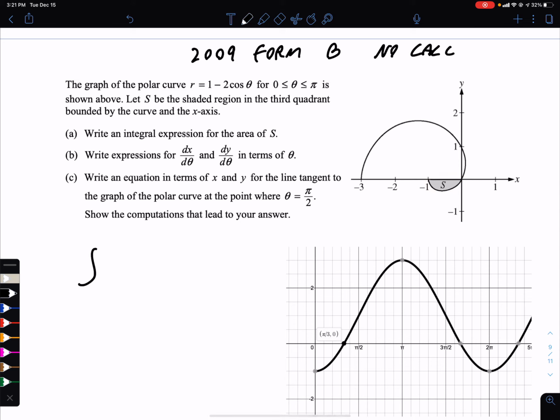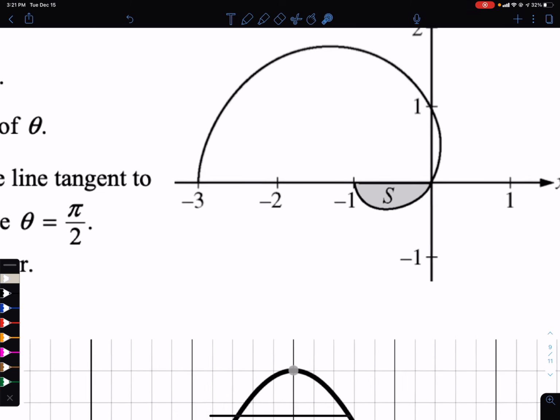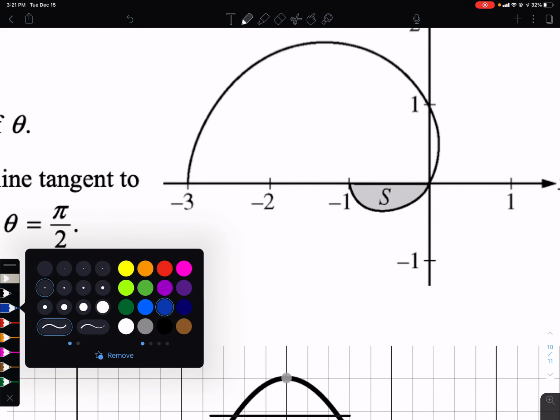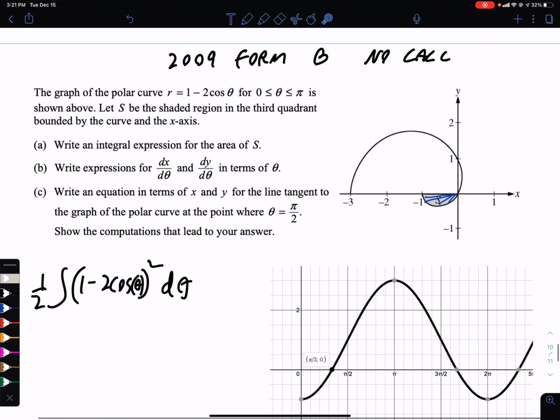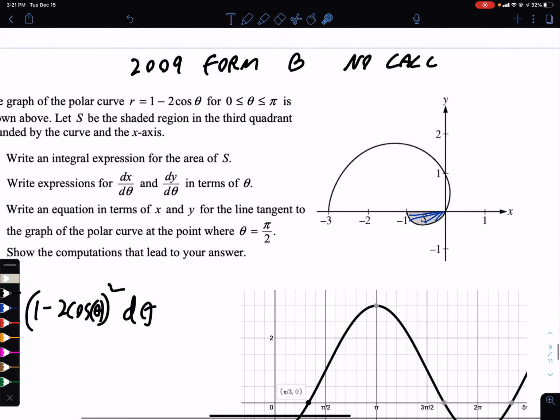Well, that's easy, right? 1/2 r squared d theta. But what angles form this? So that's going to be mapped out. Let me zoom in a little bit. I'll do blue. So it's going to be mapped out by some starting angle and ending angle. But what angle is that point right there? And you might say pi, and you would be wrong. So let me show you why.